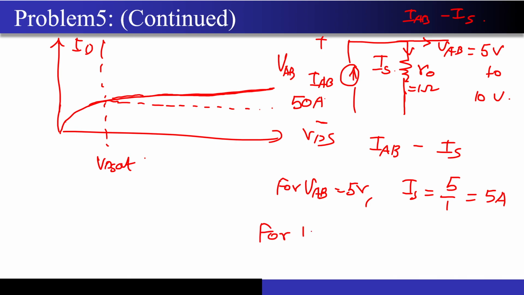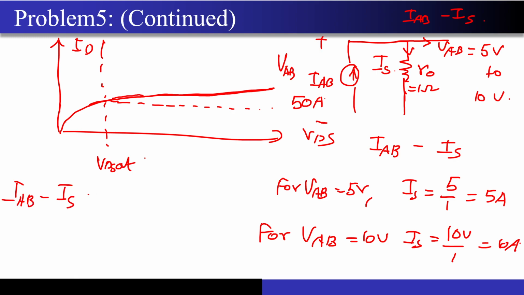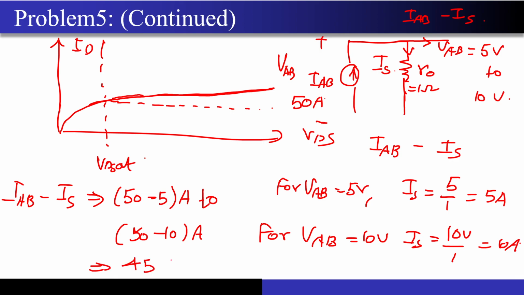And for VAB equal to 10 volts, my IS will be 10 volts divided by 1, equal to 10 amperes, right? So my IAB minus IS will actually vary from 50 amperes minus 5 amperes to 50 minus 10 amperes. So that means it is actually varying from 45 to 40 amperes. So what you can see over here.